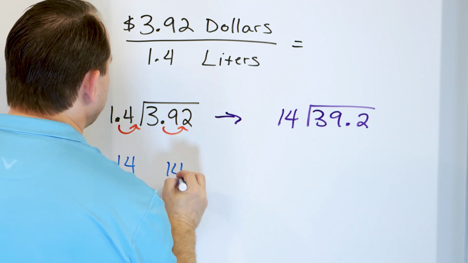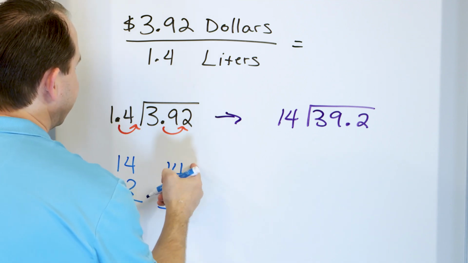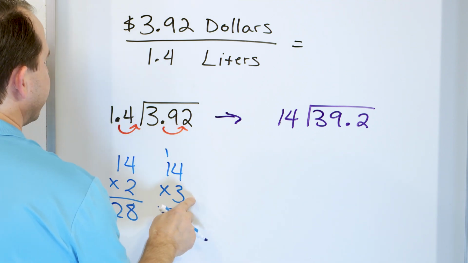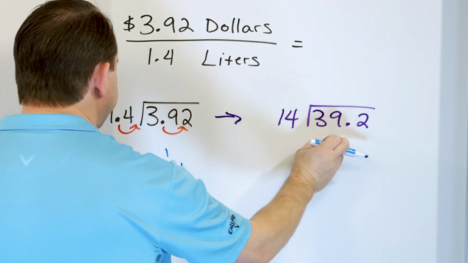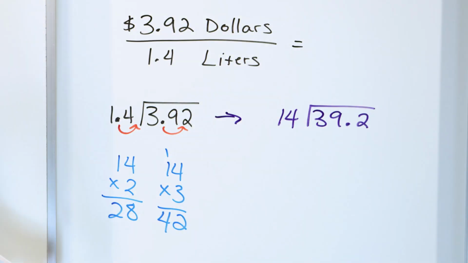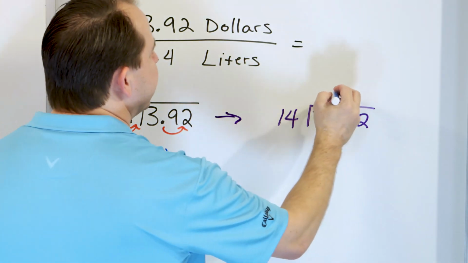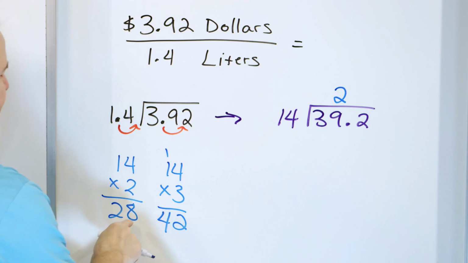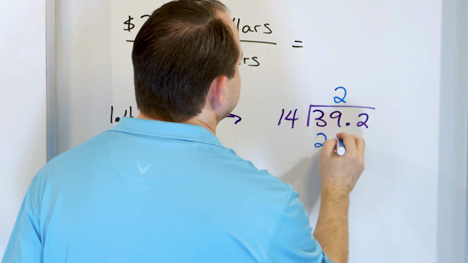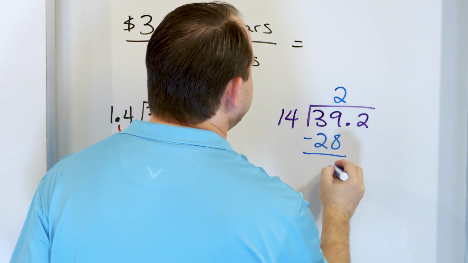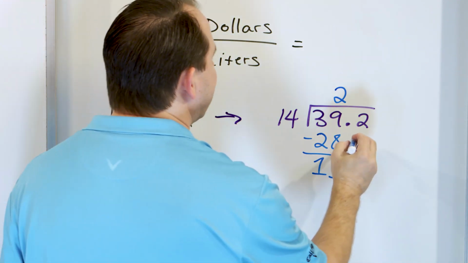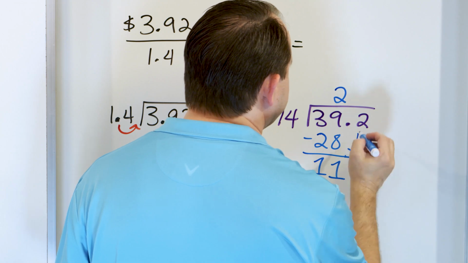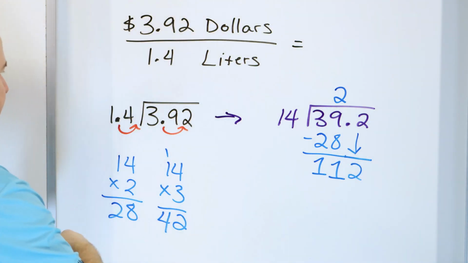If you're not sure, go 14 times 3 and see. 4 times 3 is 12, carry. 3 times 1 is 3. 1 more is 4. That's 42. That's going to be too big. So it has to be 2. This divides in 2 times, and 2 times 14 is 28. 9 minus 8 is 1, and 3 minus 2 is also 1. And after I subtract, I always grab the next digit and bring it down. In this case, it's a 2.